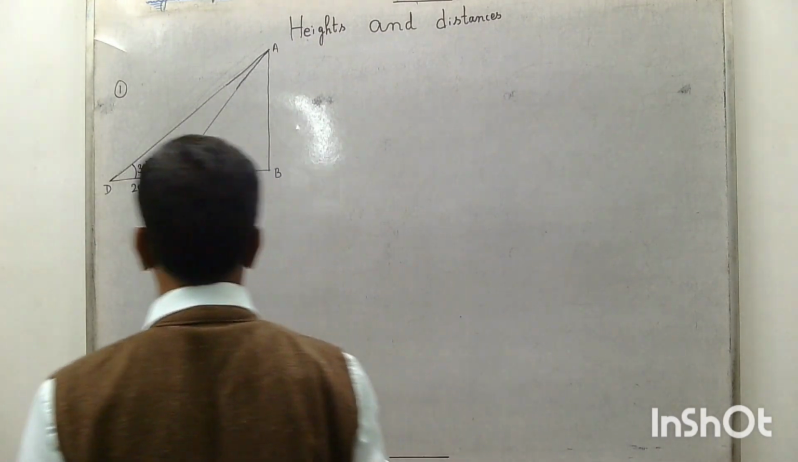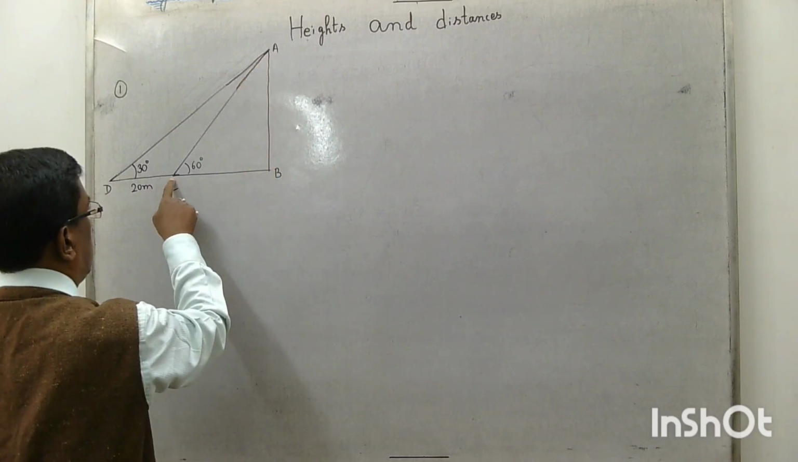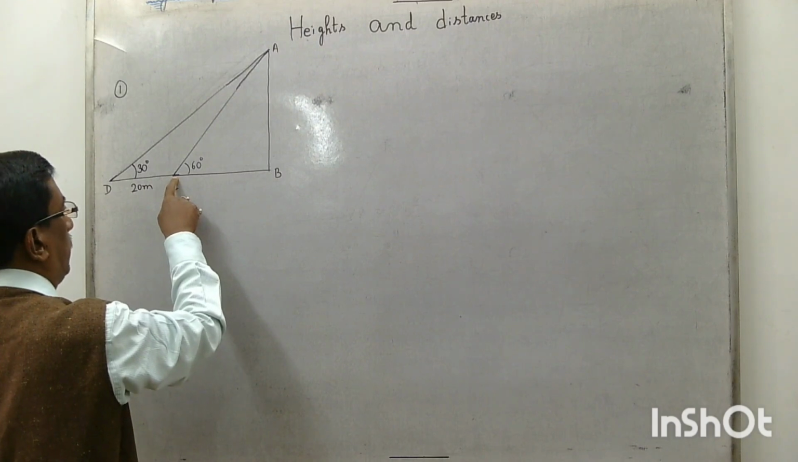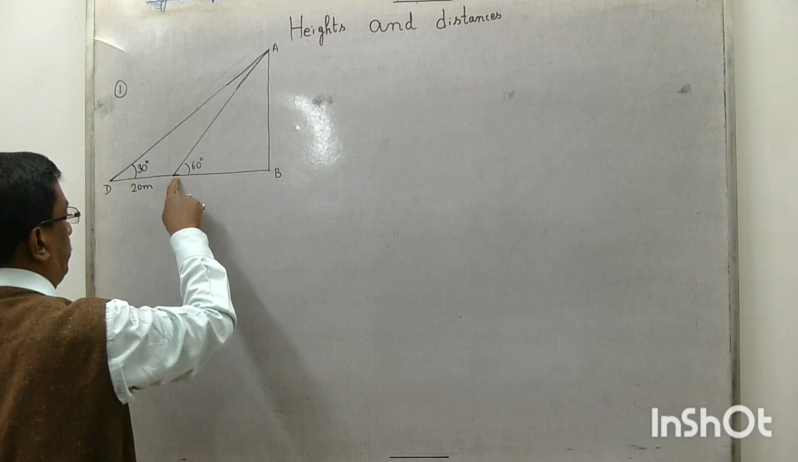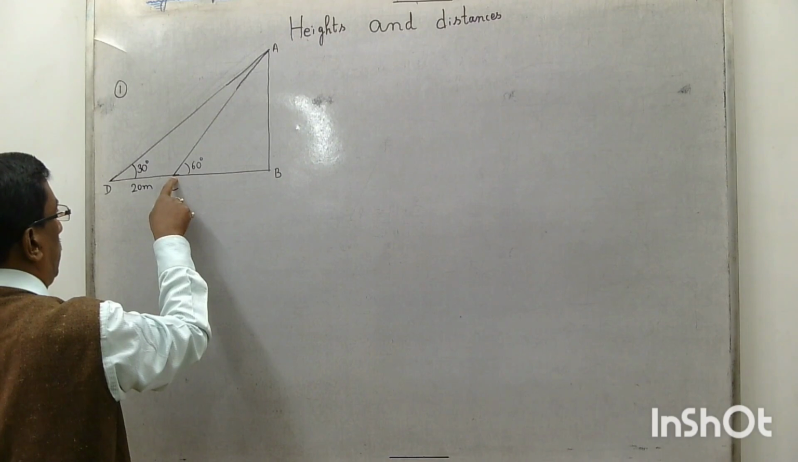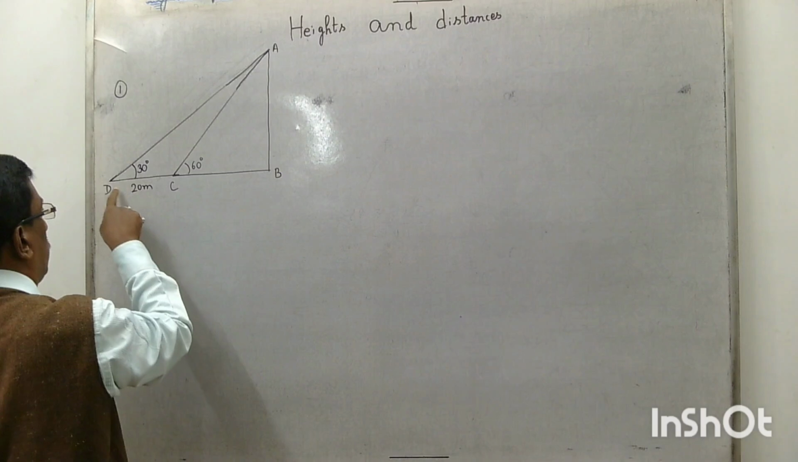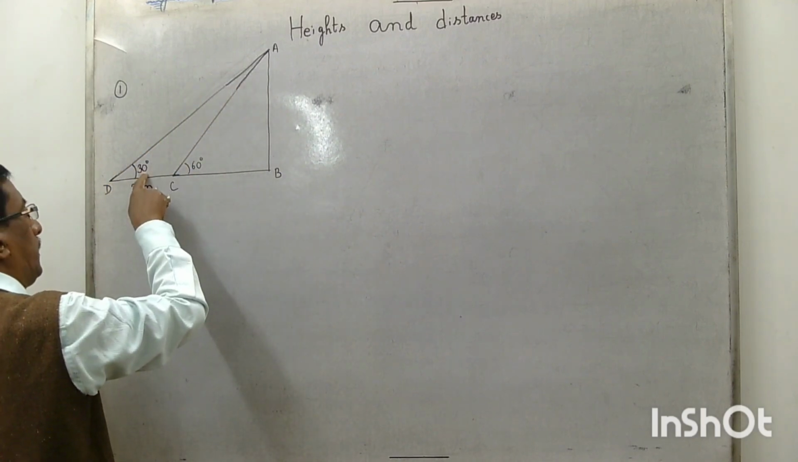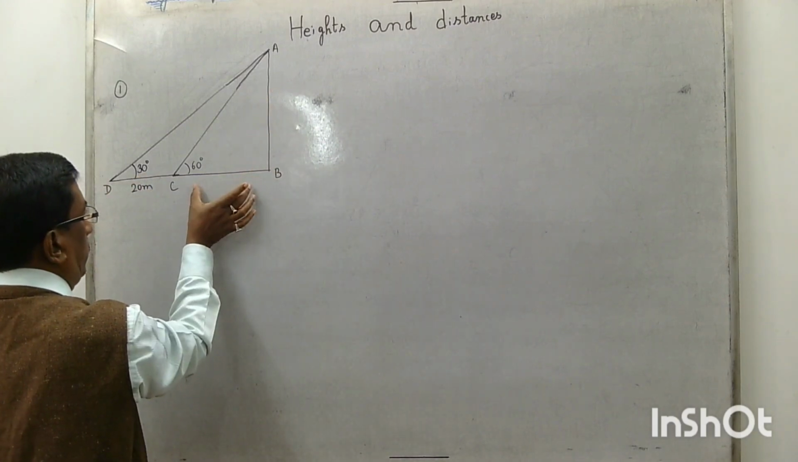So, this is the tower and this is the width of the river. Someone is observing the top of the tower at an angle of 60 degree from here, and from C to D, that means he moves backward 20 meters to the point D, and from there he observes the top of the tower at an angle of 30 degree. We have to find the height and the width of the river.